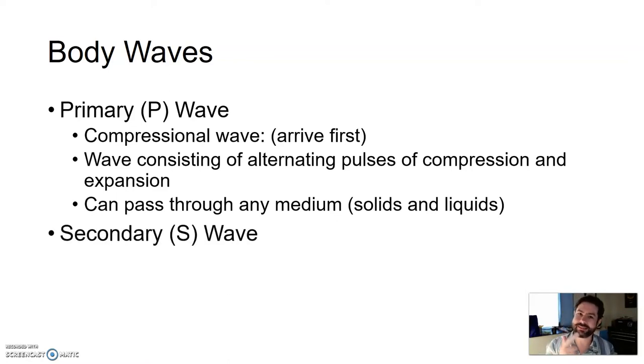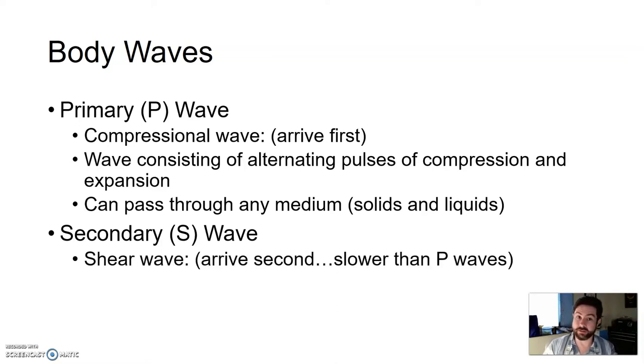But then you have the secondary waves, or the S waves. They're called secondary because they're slower, so they arrive second. They're the second type of body wave to arrive. Also known as a shear wave. So instead of a compressional wave like the P waves, secondary waves act more like what you think waves would look like or feel like. Kind of like roller coaster undulations. That's known as a shear wave.